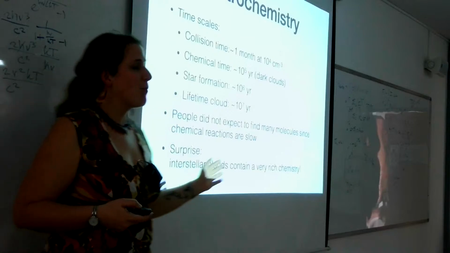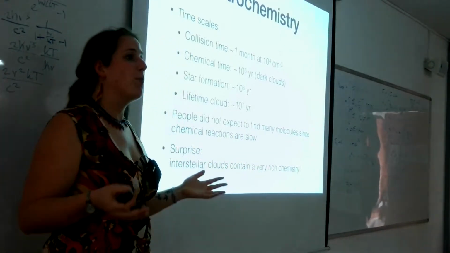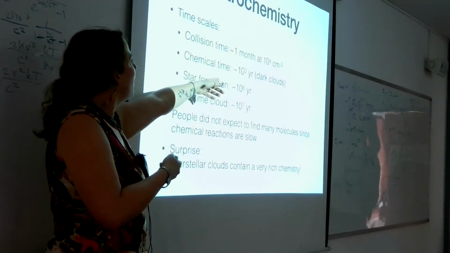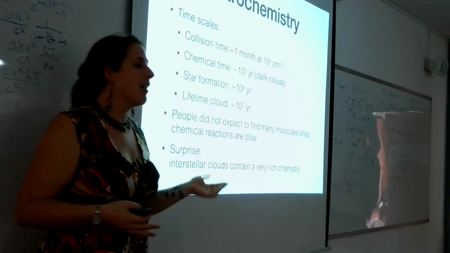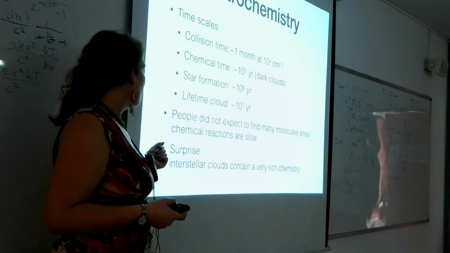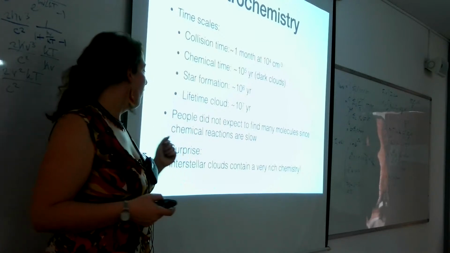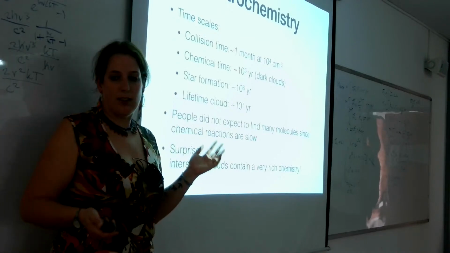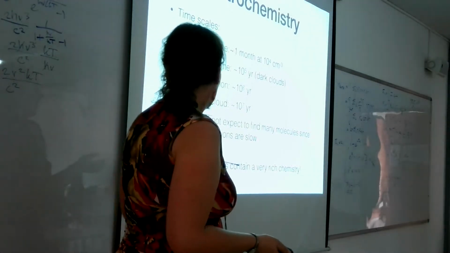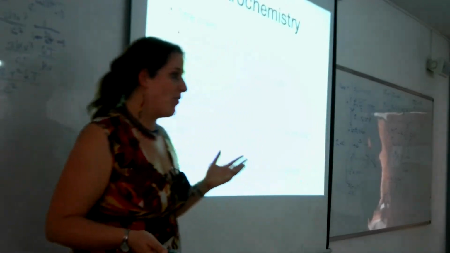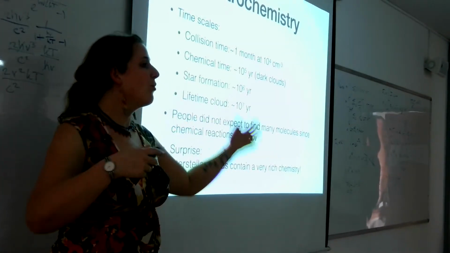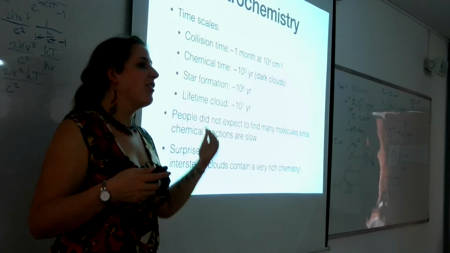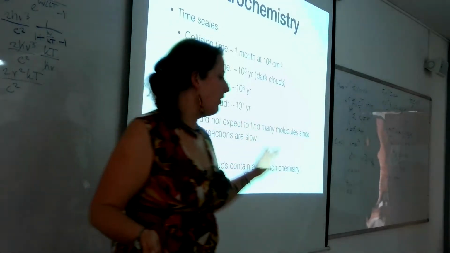Initially, people did not expect to find many complex or extended molecules in space because of the long timescale in cloud conditions. Chemical reactions are slow. And so when the first molecules were detected, it turned out that there was a very rich chemistry, which means that we needed to consider additional physical conditions that would explain that chemistry, and I'll come to that.